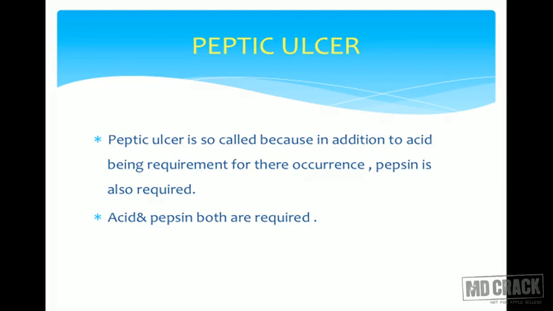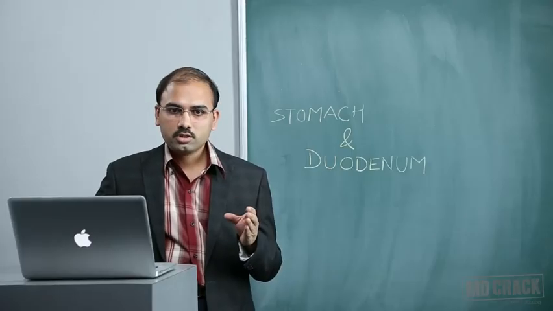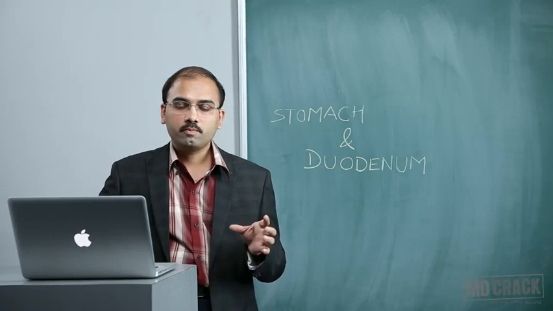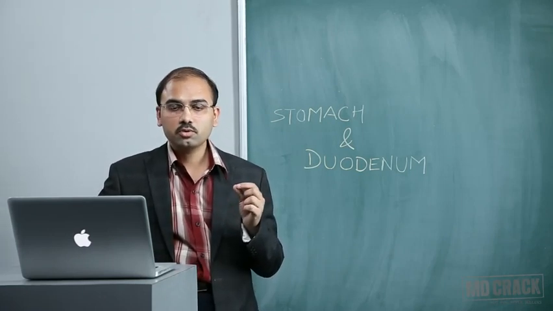The peptic ulcer is so called because in addition to the acid being required for their occurrence, the pepsin also is required. So these both together form peptic ulcers. What are the most common sites? The first part of the duodenum and the lesser curvature of the stomach. These are the most common sites. Among all peptic ulcers, duodenal ulcer is the most common, hence the duodenum is the most common site.